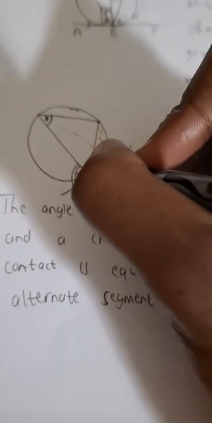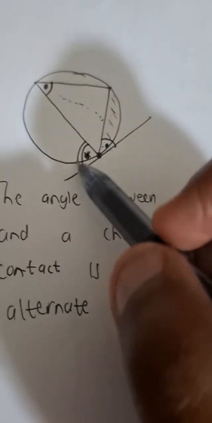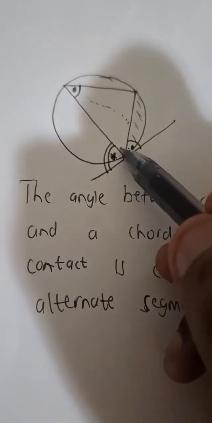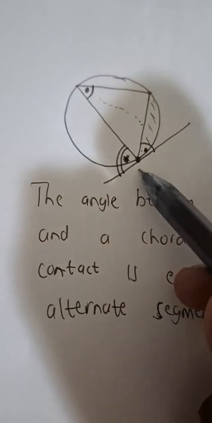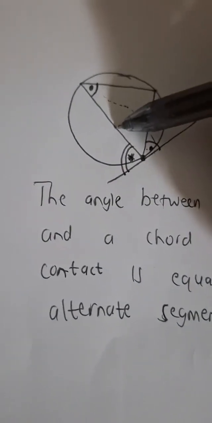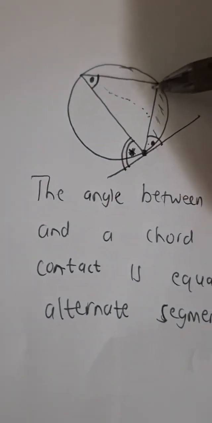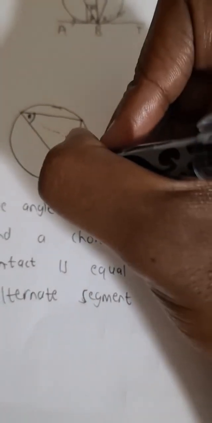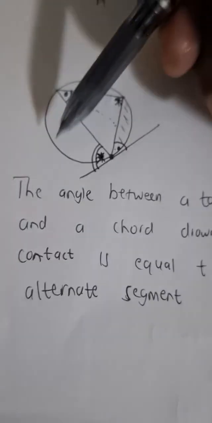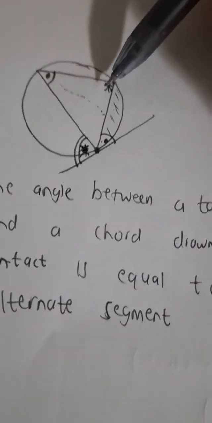Then, guys, there's another angle that is formed by a tangent and a chord, this chord. But remember, this chord subtends which angle? This angle. Are you with me? So I'm going to write a star here. This angle would be equal to this one, because this chord subtends this angle. Are you with me? All right.